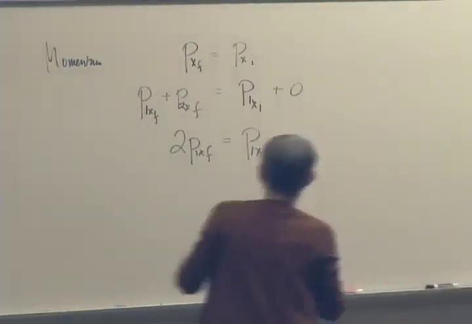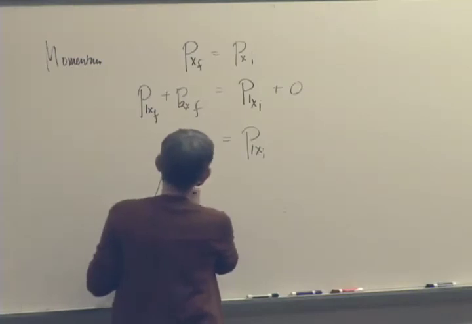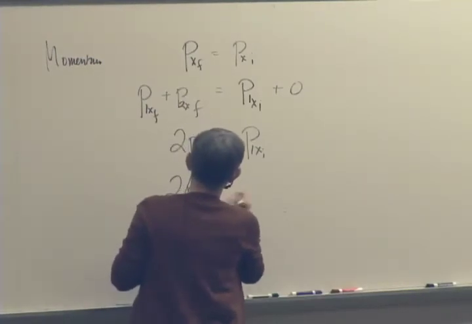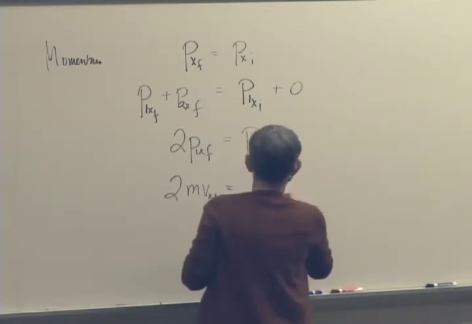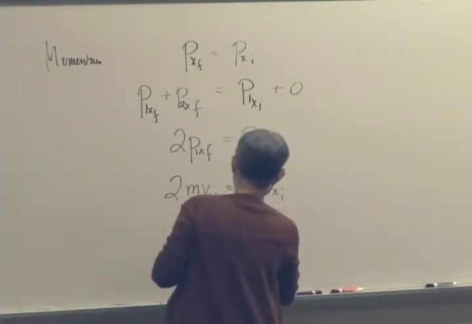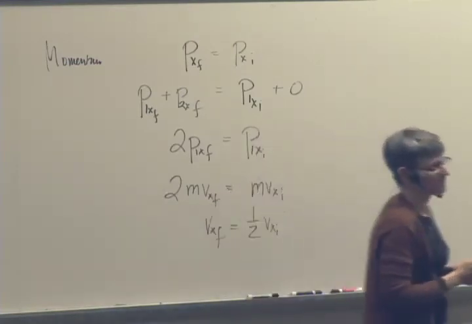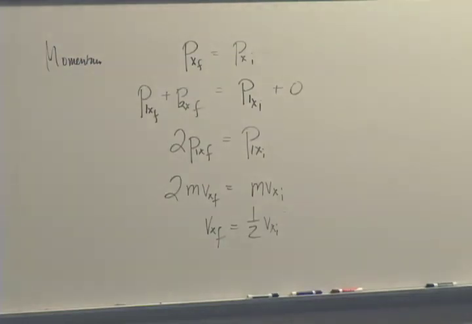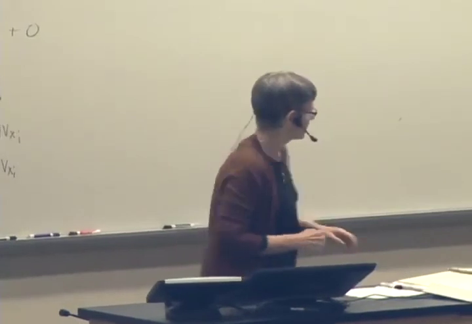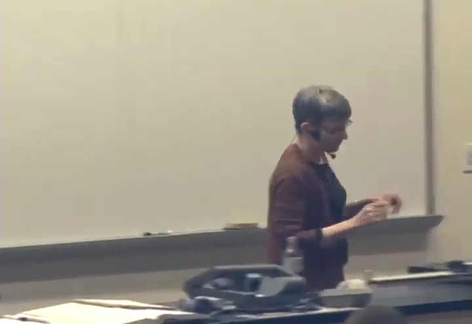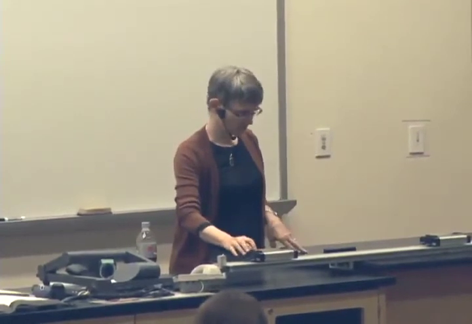And that actually gives us 2 m vx final is m vx initial, so the final speed should be half of the initial speed. We didn't need energy for that, but we're going to need to think about energy to see where the kinetic energy went. So our prediction is, so far, that they're going to stick together and move at a speed that is half the initial speed. Okay, so let's see if that makes sense.